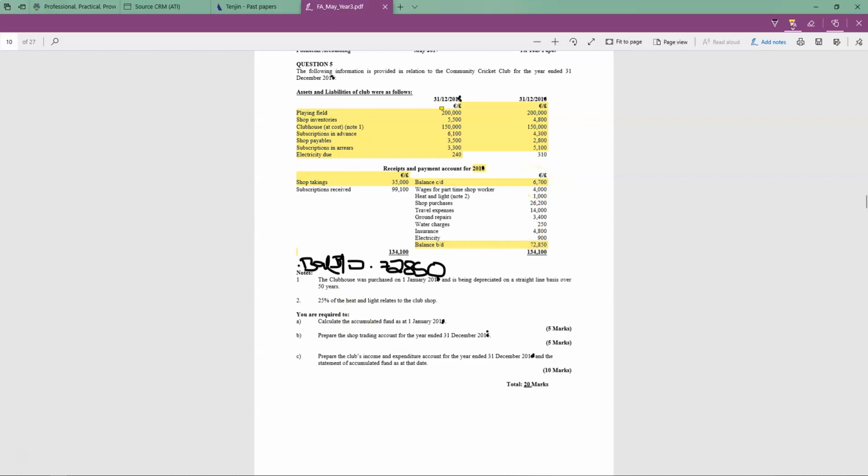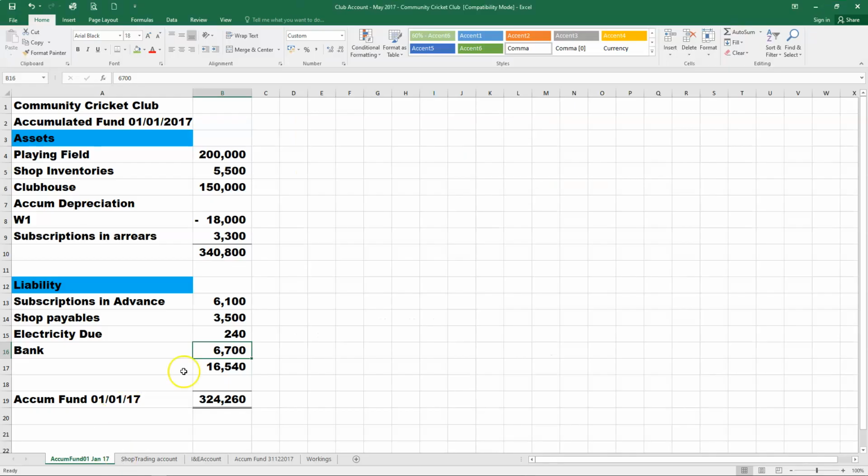That's going to be a liability inside my accumulated fund at the start of the year, €6,700. So add up your assets. So you're adding up all your figures from the 200,000 down to 3,300. Then we're going to add up all our liabilities.